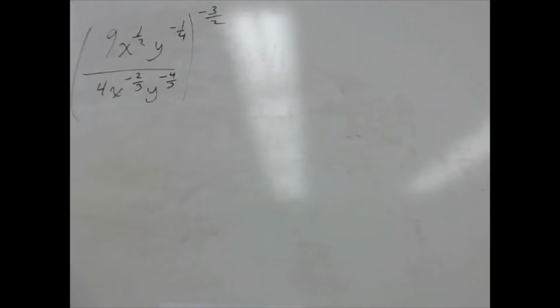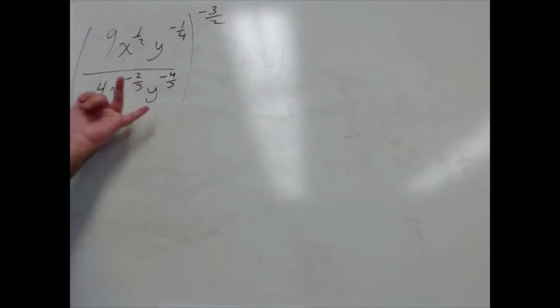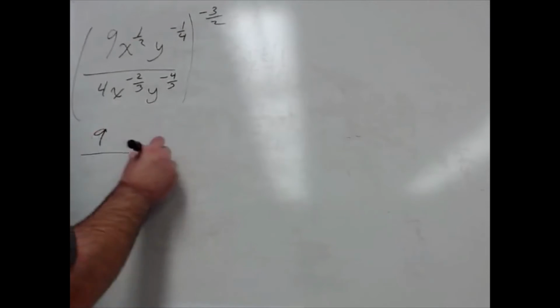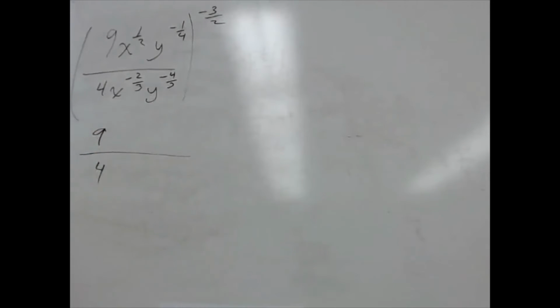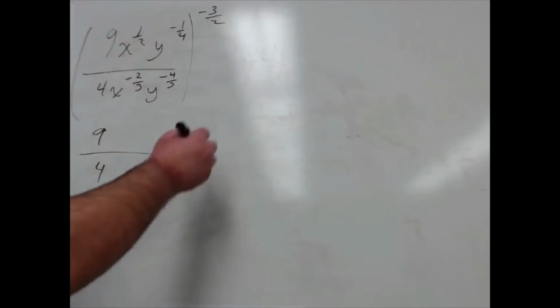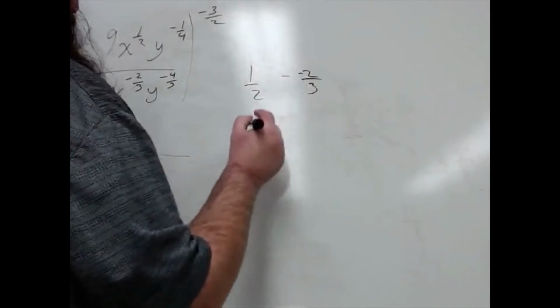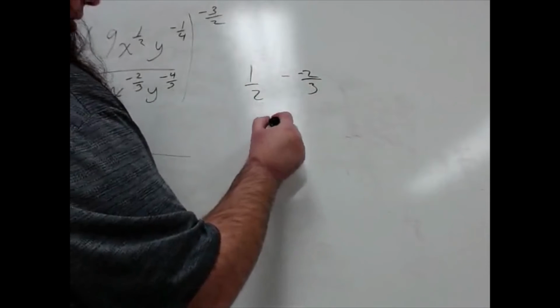But let's stick with the process we've been doing first. For now, let's work with what's inside and then deal with this exponent after. So inside, the 9 and the 4, I can't reduce 9 and 4, so I leave them as they are. Here, x to the 1/2 and x to the negative 2/3, what I will do is subtract these, so it's going to be 1/2 minus negative 2/3. Common denominator here is 6.